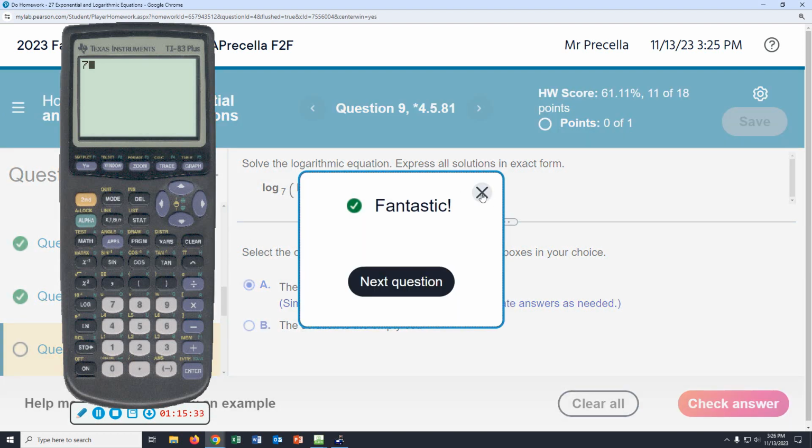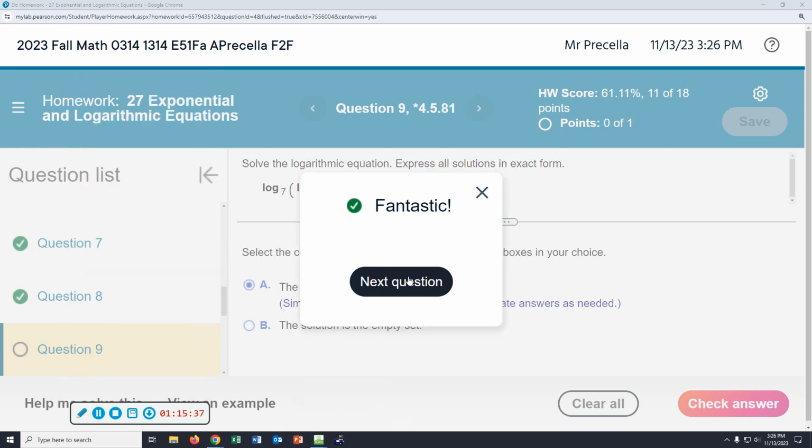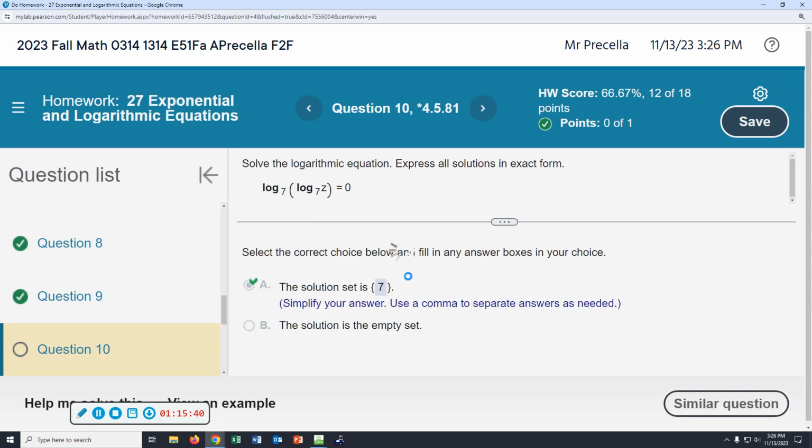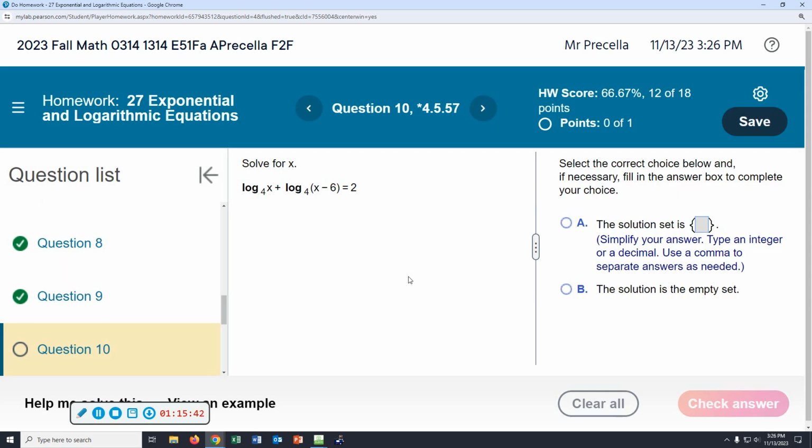And there's one more of these logarithm equations, number 10. It's the last one before the review starts. So it's got to be the hardest one. Is this the hardest one? I don't think so.